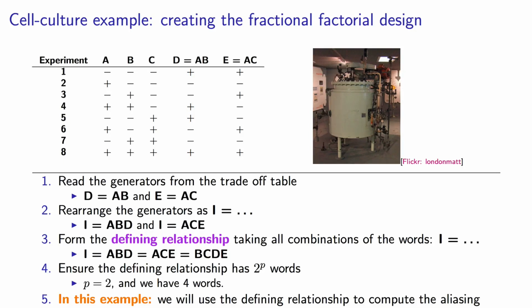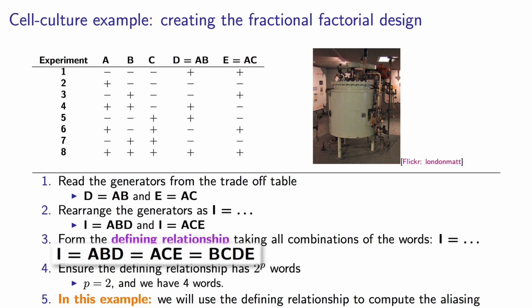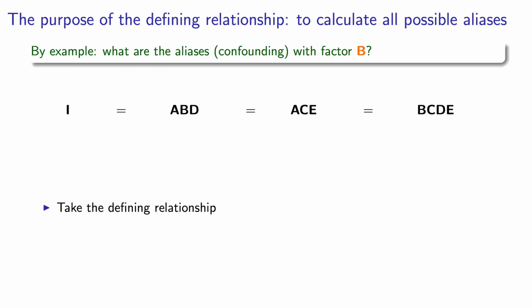Okay, we're into the final stretch here, and let's go back to our 5-factor example. Remember there we had the defining relationship that I equals ABD equals ACE, which equals BCDE. So the way we use this defining relationship is that if we want to find the terms that are going to be aliased with, for example, factor B, we go and multiply every word in the defining relationship with that letter B. So let's see what we get.